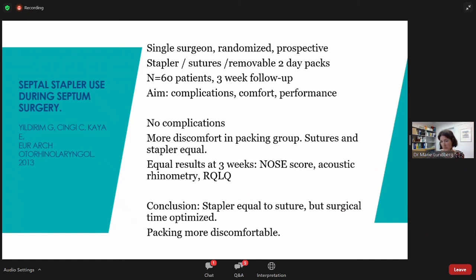There was a lot of discomfort in the packing group, but the sutures and staplers were equal. Patients were quite comfortable. The results at 3 weeks were also equal in all three groups: the NO score, the acoustic rhinometry, and the quality of life score. So they concluded that the stapler was equally good as sutures, but the surgical time was optimized.